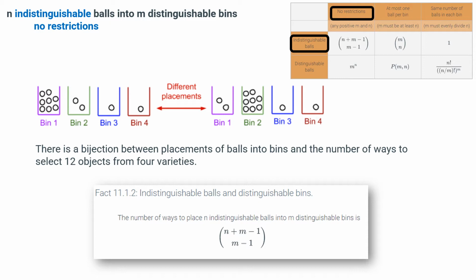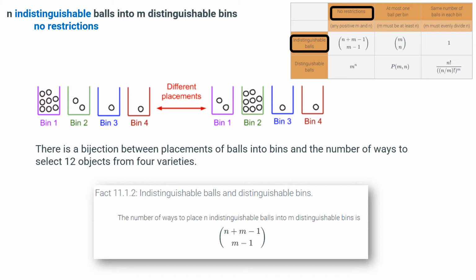So since we do have a bijection, we know that the same number would apply whether we're looking at the placement of balls or the selecting of certain objects. So that's why we can use this formula. Here's the fact: the number of ways to place n indistinguishable balls into m distinguishable bins is n plus m minus 1, choose m minus 1.